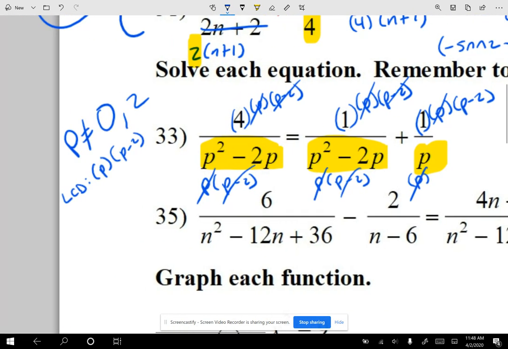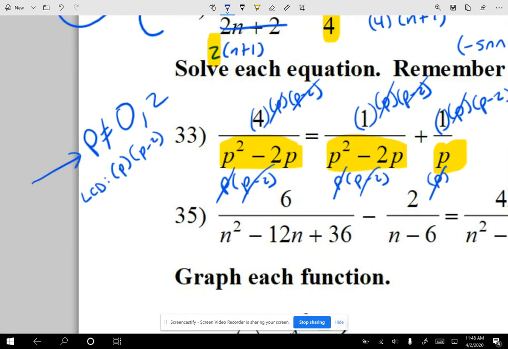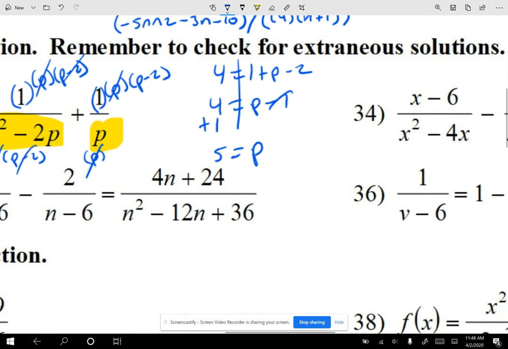I double check the values of x that I could not accept. I make sure 5 is not there. It's not. So that means this is a good answer. The way you will type it, just type in 5. You don't have to worry about the p equals. Just type in 5. So the way I will type it is just 5.